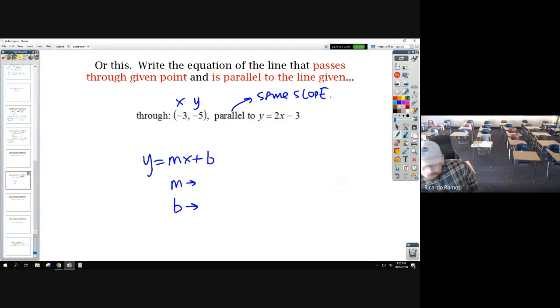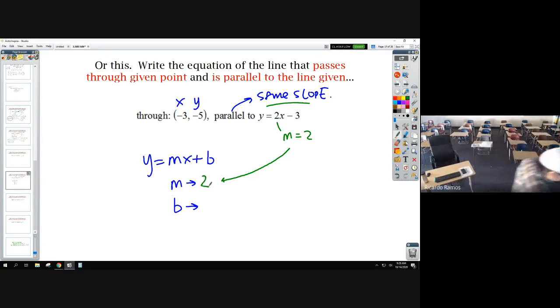Stop me if I go too fast. Stop me if you don't know why I did what I did. First off, we need the slope of our line. Well, parallel lines have the same slope. The slope of this line is 2, so the slope of a line parallel to it is also 2. In order to figure out the y-intercept, we're going to plug in the x our line goes through, the y our line goes through, and the slope of our line. We're going to plug in those 3.